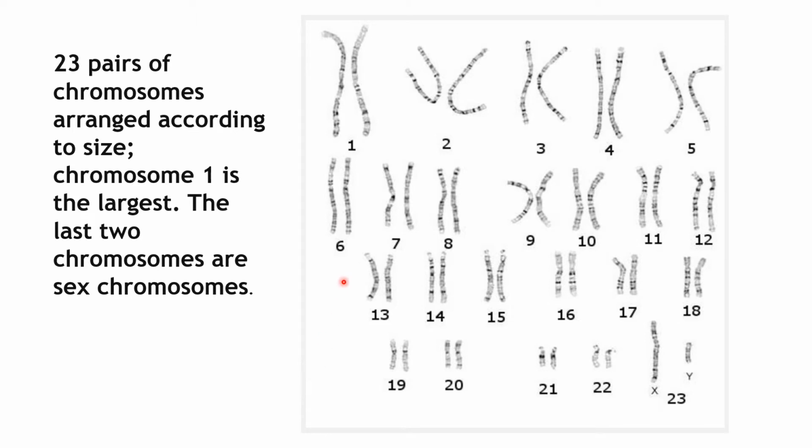This is a photomicrograph to show 23 pairs of chromosomes in our body. The first chromosome is the largest, and the last pair of chromosomes are called sex chromosomes, which are comprised of X and Y chromosome. The first 22 pairs, that is chromosome number 1 to 22, are the same in males and females. The last pair of chromosomes differs in males and females. Females have two X chromosomes, one from father and one from mother, whereas males have one X and one Y chromosome, coming from each parent.